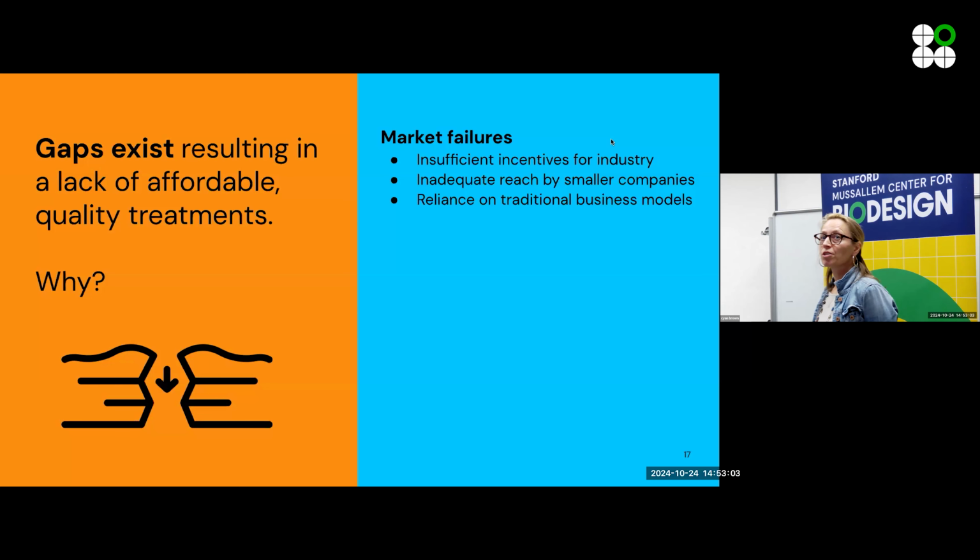We also see a reliance on traditional business models. For our biodesign fellows, I'll be teaching a class on alternative business models. It's a reminder that we've tended to fall back on certain business models in med devices, and we really need to think about those with equity in mind, because they can actually cause problems.